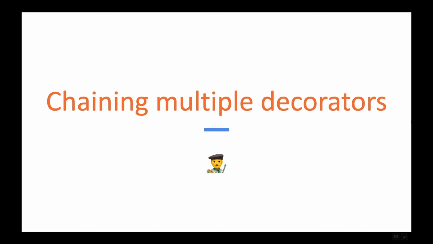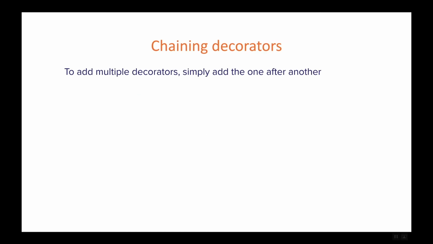All right, so finally, we're going to talk about chaining multiple decorators. Now, chaining multiple decorators is quite simple, okay? We don't really need to do anything specific. Simply adding multiple decorators, we add them one after another, and they will be invoked one after another, okay? The order of the execution is preserved, so the first decorator that we declare is going to be the first one invoked, second is going to be the second one, and so on and so forth.